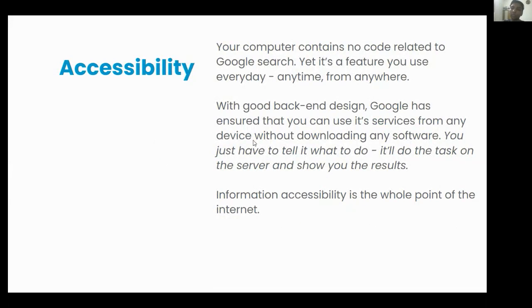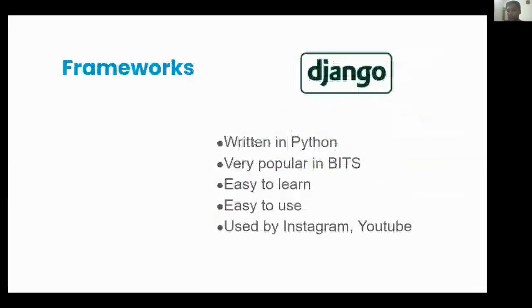Accessibility. Our mobile phones and our computers do not actually contain the code which Google uses to give us the results. And with a good backend, Google has ensured that we can use its services from any device without downloading any software. We just have to tell the server what we want, and it sends back the results. So how do we make this possible?